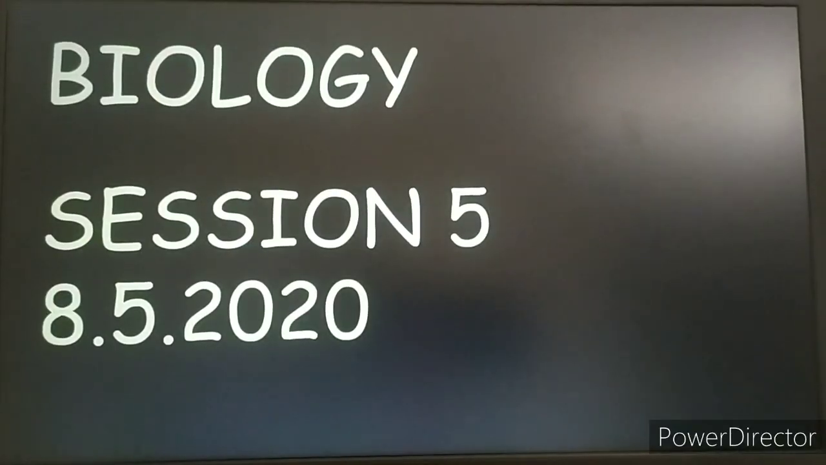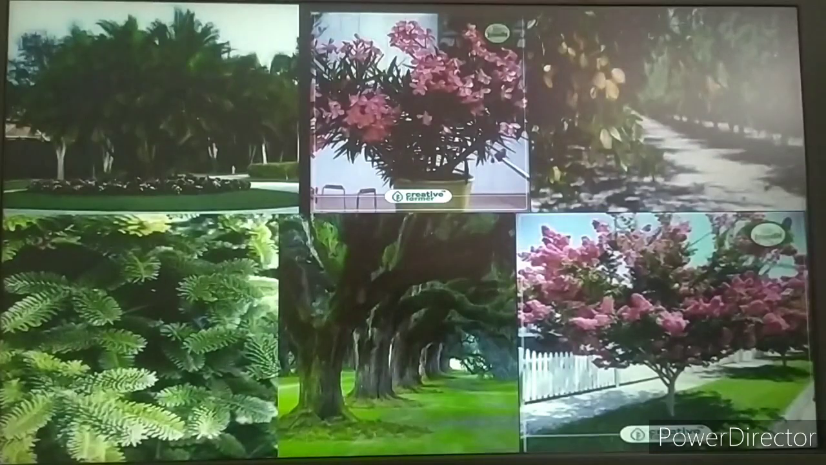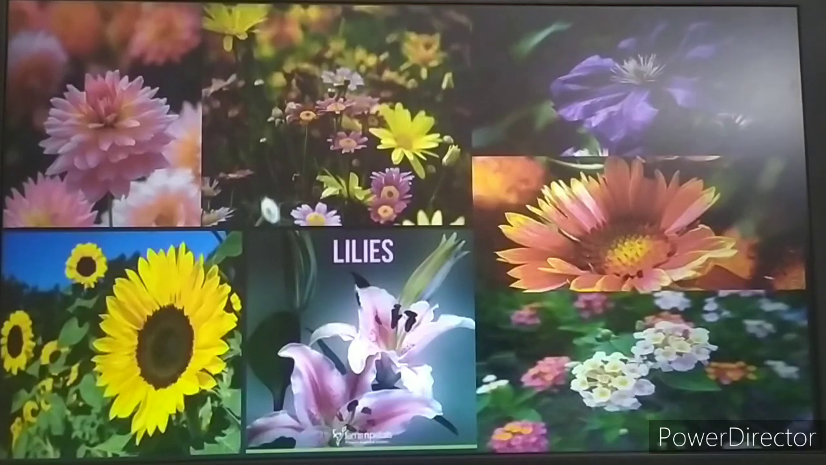Now the topic for the day is the flower and its parts. So let's begin. We can see a number of trees and plants all around us. We can also see a variety of beautiful flowers around us. So today we are going to study flowers and its parts.